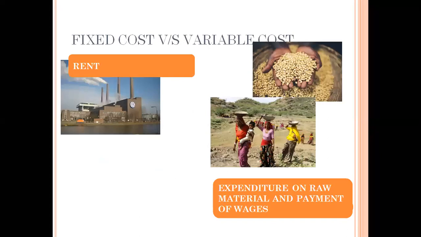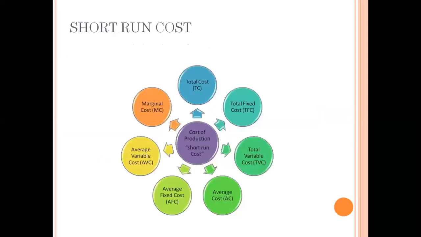Just have a look. Fixed versus variable cost. You can see the rent is a fixed cost. The raw material which you are purchasing is a variable cost, because if you produce more, you have to take more variable cost. If you are producing less, you will incur less variable cost.